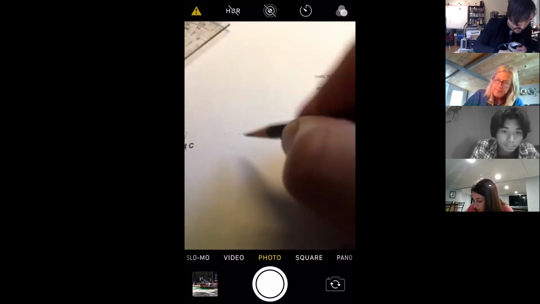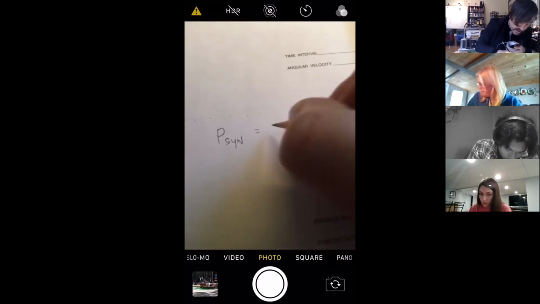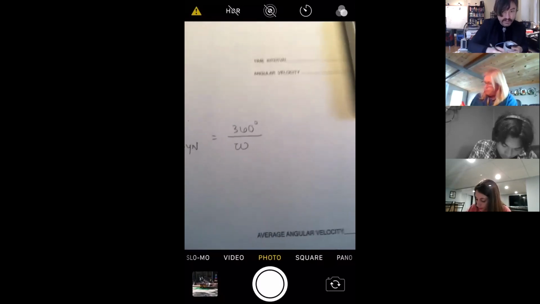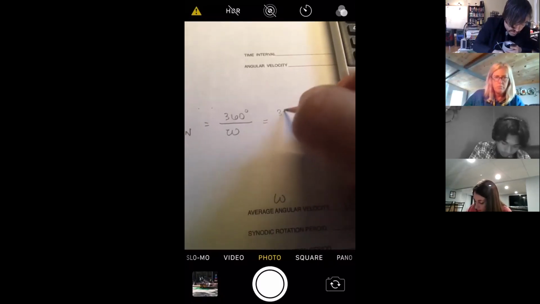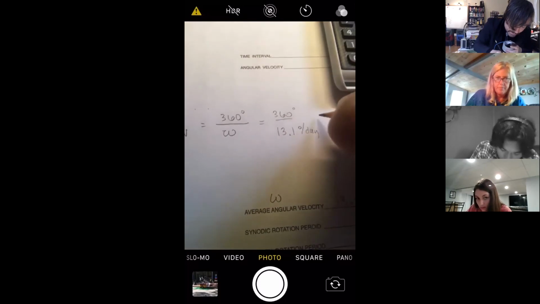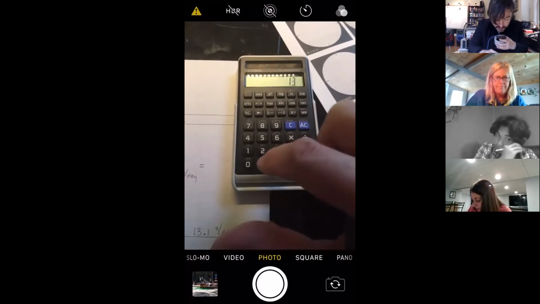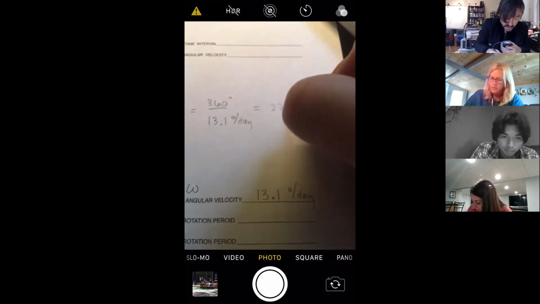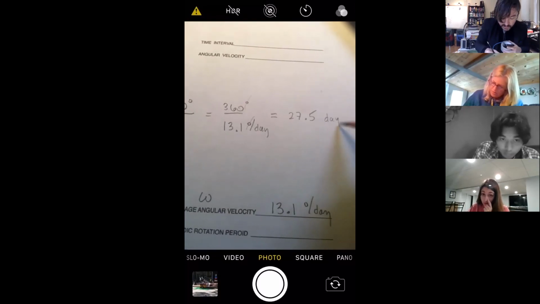Let's remember the formula that we derived before. The period, which turns out to be something called the synodic period, is 360 degrees divided by the average angular velocity, which I called omega. So it's 360 degrees over 13.1 degrees per day. Let's punch that up into our calculator. 360 divided by 13.1 is 27.5 days. It's days because the degrees on top cancels the degrees on bottom, and 1 over 1 over days gives you days.